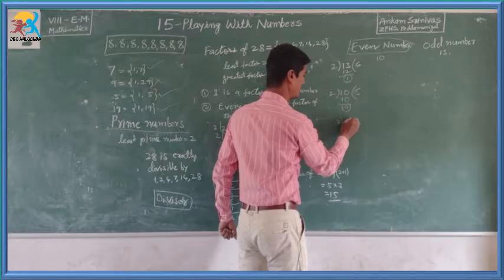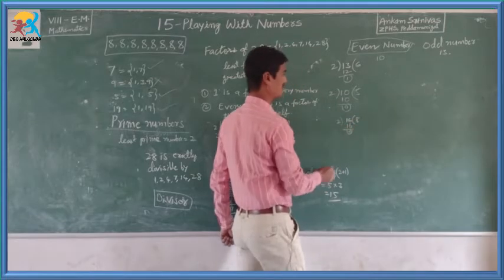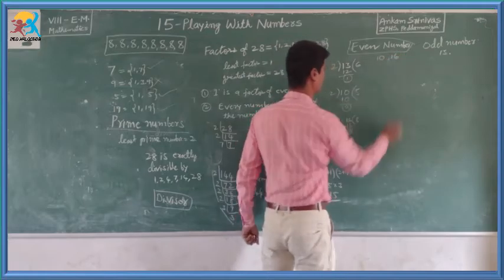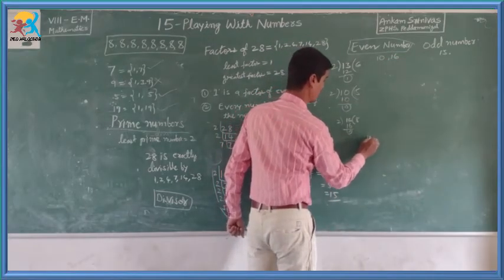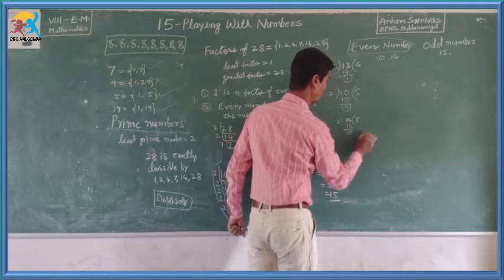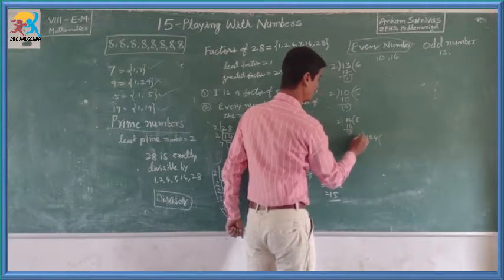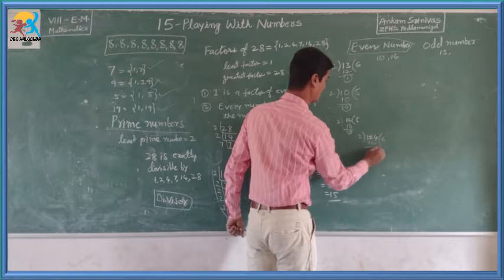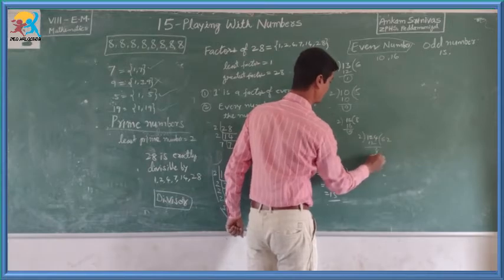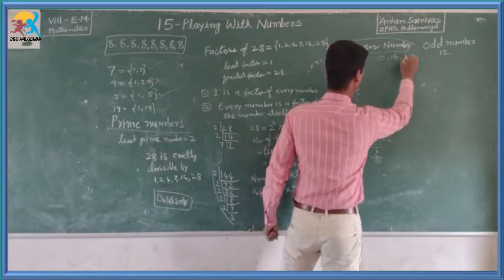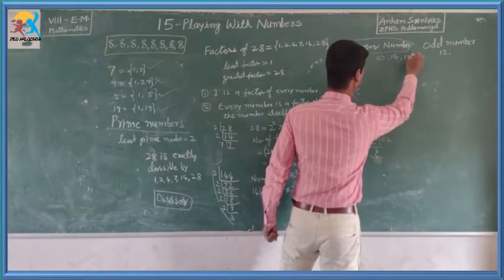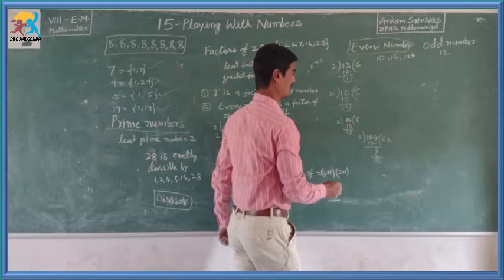2 8s are 16, remainder 0. So 16 is also an even number. Suppose I take 124. 2 6s are 12, 2 2s are 4, remainder 0. That means 124 is also an even number.